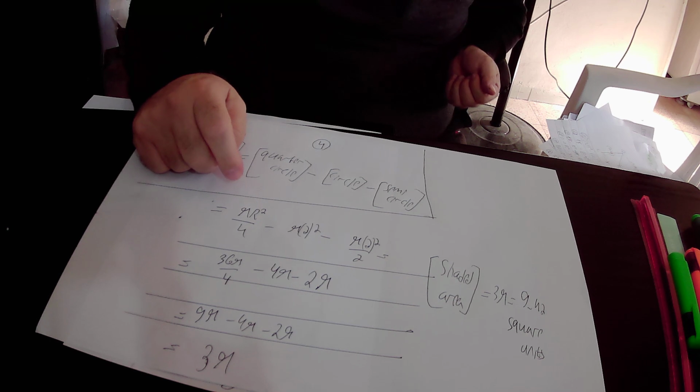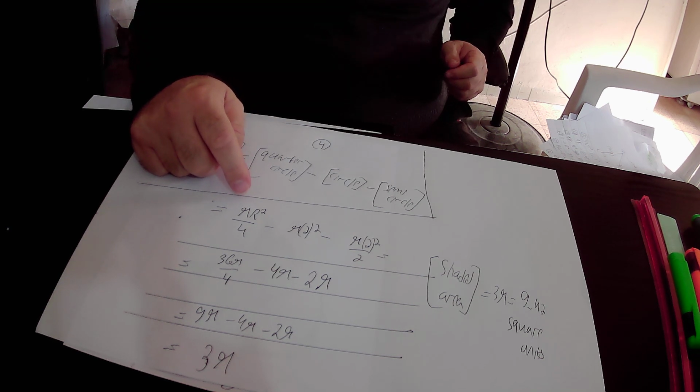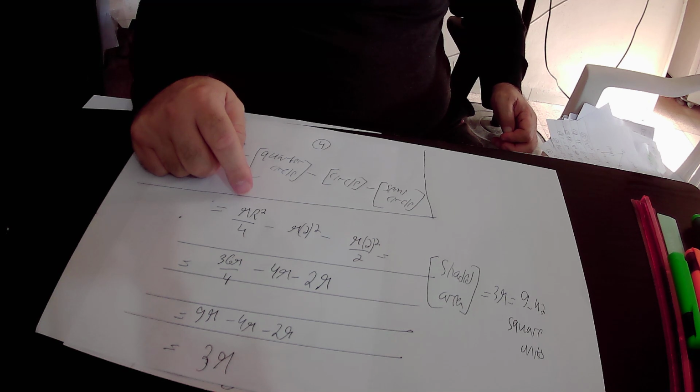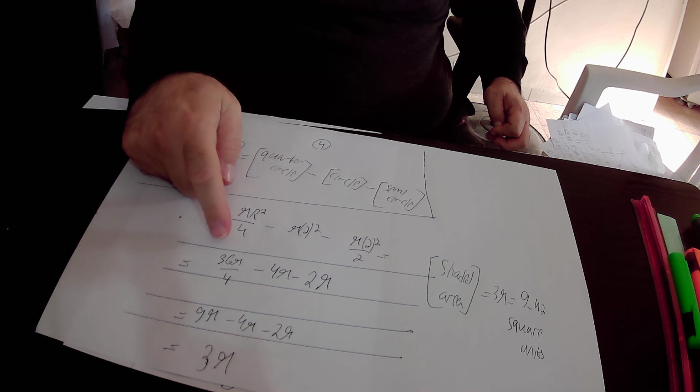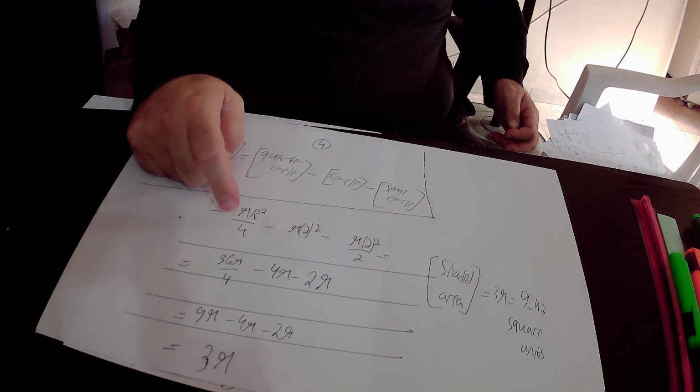So here, the area of the quarter circle, r equals 6. Therefore, r squared is 6 squared, that is 36. So in total, this expression equals 36 pi over 4. That is the area of the quarter circle.